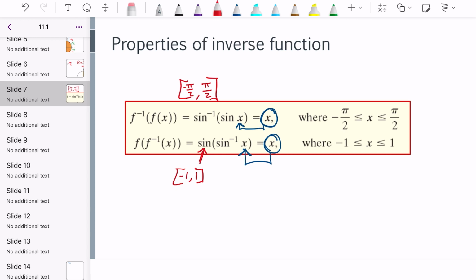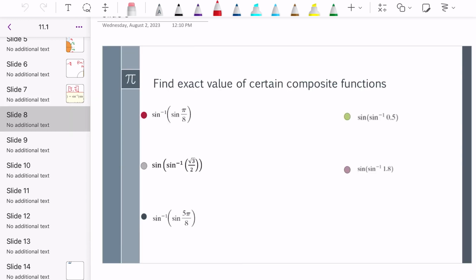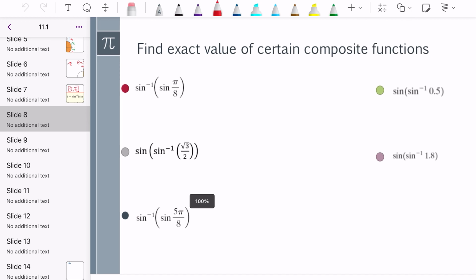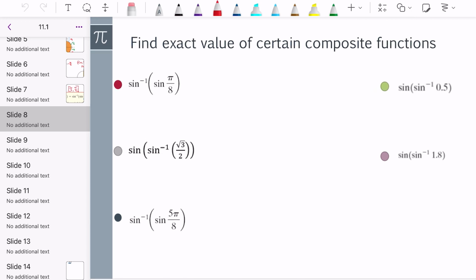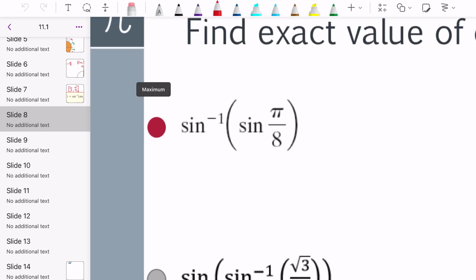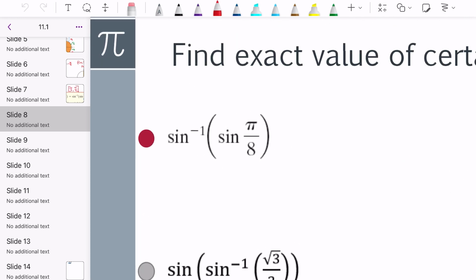Let's go ahead to slide 8. Here we have sample problems that will help us get a better bearing of how to complete these problems. First thing, we're going to go ahead and take a look at the outside trig function. In this case, we have the inverse of sine, which means that our range is going to go from negative pi over 2 to positive pi over 2.